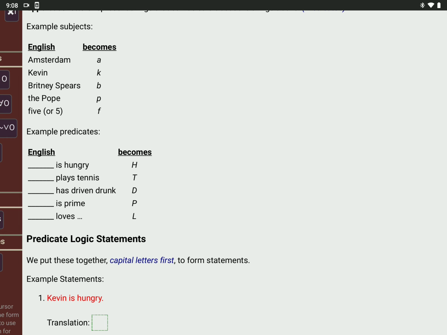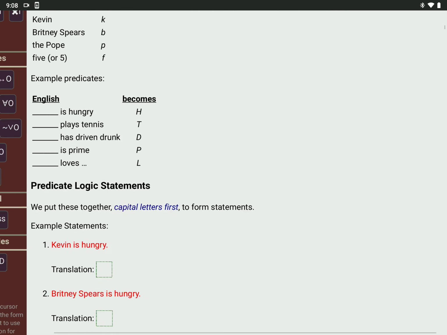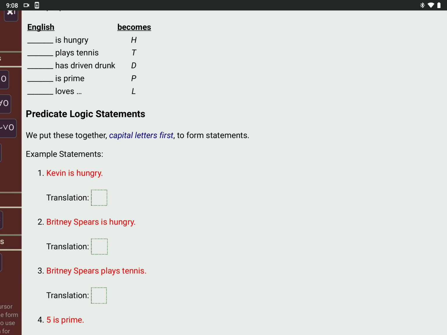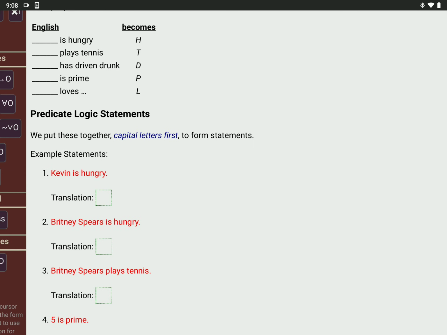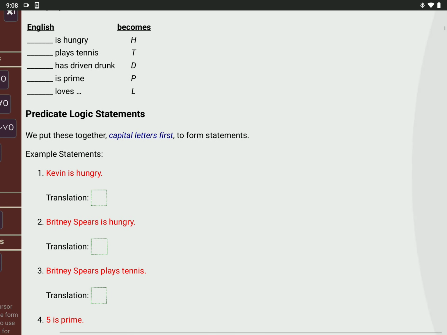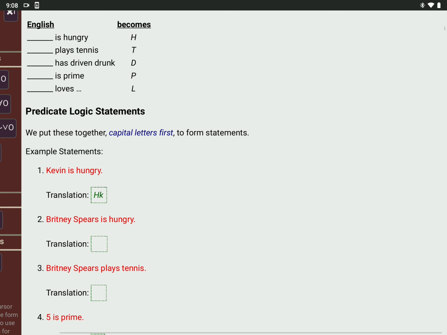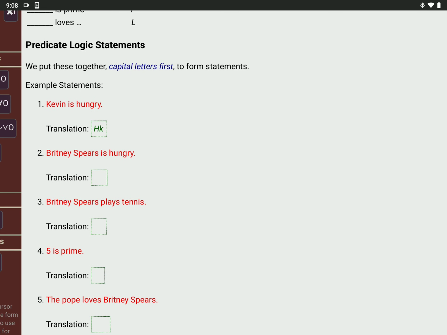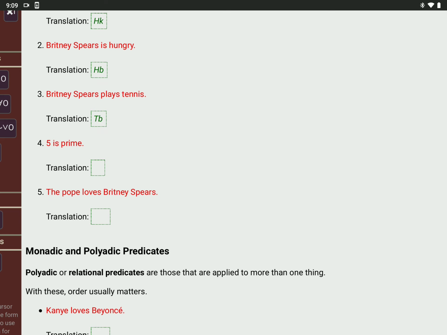We call those predicates. So what we do in predicate logic is we put these together to form statements, and we put the capital letters first. If I want to say Kevin is hungry, I would write HK. You put the H first, uppercase H for being hungry, lowercase k for Kevin. If I want to say Britney Spears is hungry, I can use the same predicate, again uppercase H, followed by a lowercase b. If I want to say something else about Britney, I'd still use the lowercase b, but I use a different uppercase letter. So I might write TB to mean Britney plays tennis. If I want to say 5 is prime, uppercase P for being prime, lowercase f for 5.